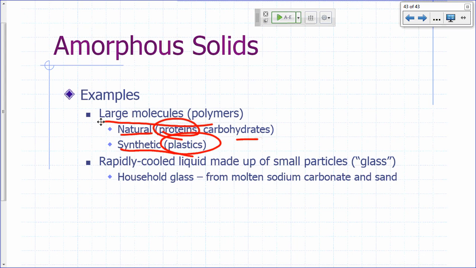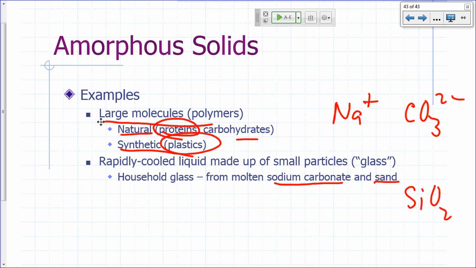Your common everyday glass that you drink from is an amorphous solid. It's made from molten sodium carbonate and sand, so you've got sodium ions, carbonate ions, and sand is silicon dioxide. It's molten and then rapidly cooled. Because it's rapidly cooled, your particles don't have enough time to settle into a nice regular arrangement, so you don't get crystals. You get a glass. That's what a glass is. It's an amorphous solid.